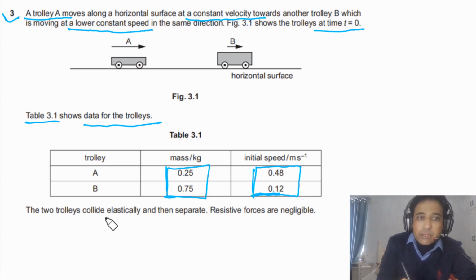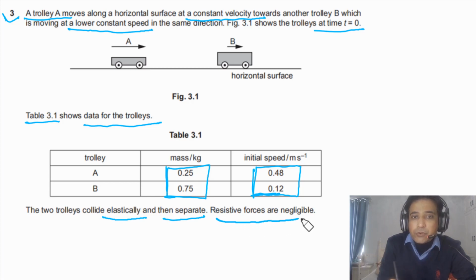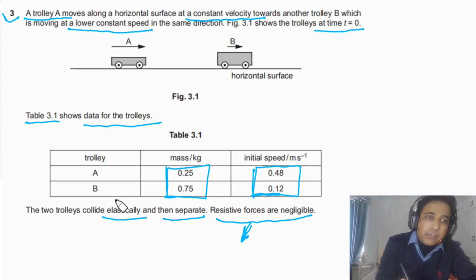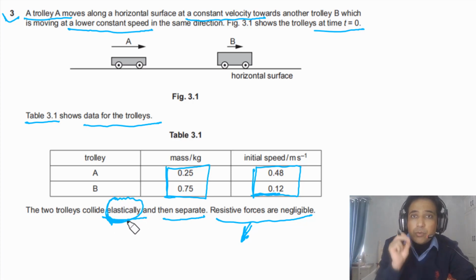The two trolleys collide elastically and then separate. The resistive forces are negligible. It means momentum is conserved. So the law of conservation of momentum we can apply because there are no net external forces acting on this system. And this collision is elastic. So these are some important points you need to understand before you start working on the answer.